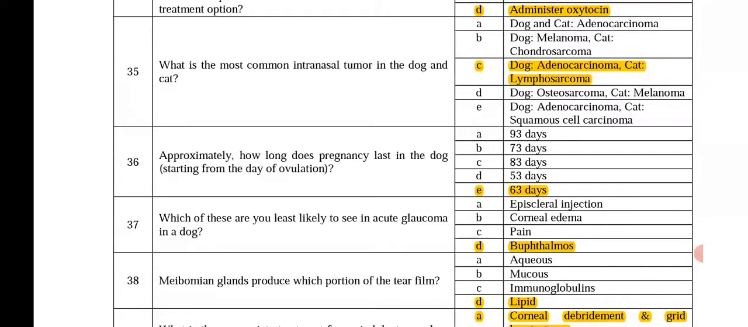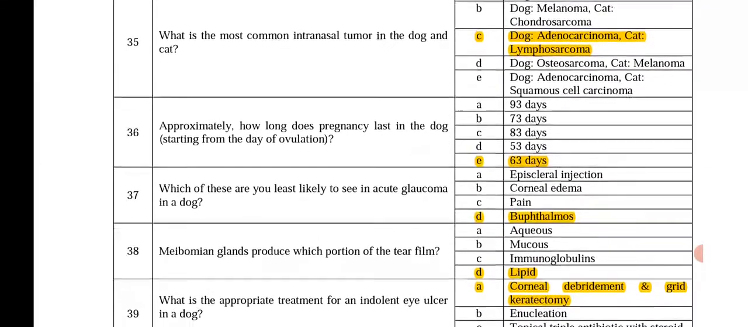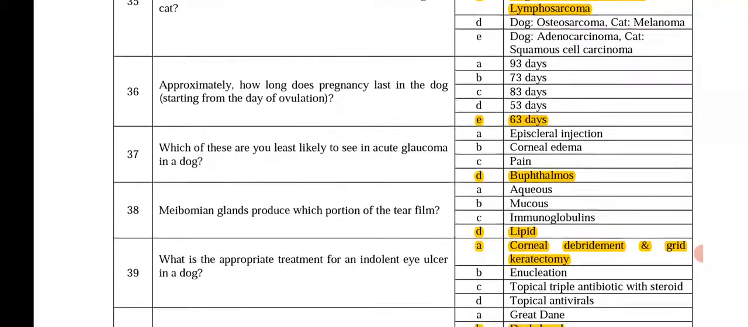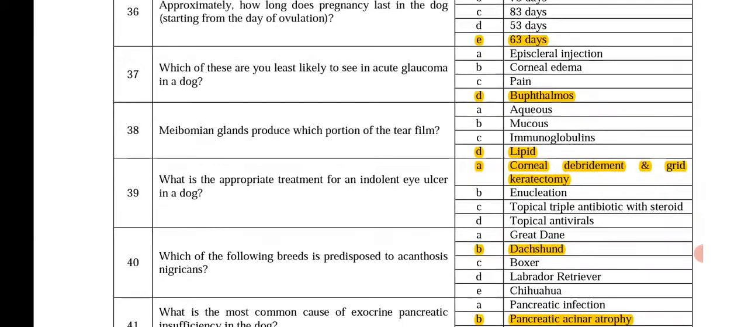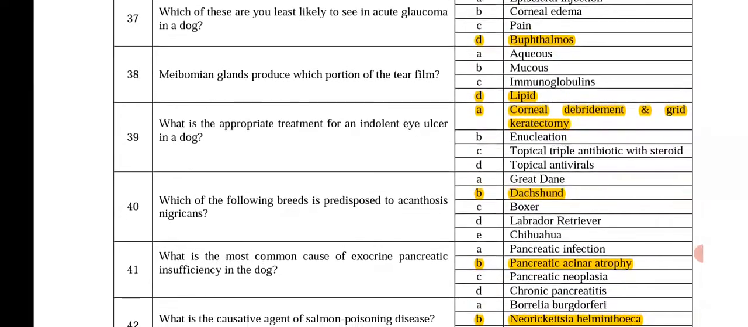Which of these are you least likely to see in acute glaucoma in dogs? Ophthalmos. Meibomian glands produce which portion of the tear film? Lipid. What is the appropriate treatment for an indolent eye ulcer in a dog? Corneal debridement and grid keratectomy. Which of the following breeds is predisposed to acanthosis nigricans?